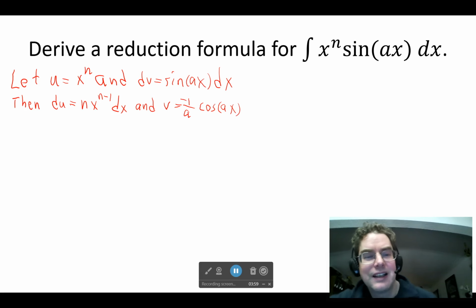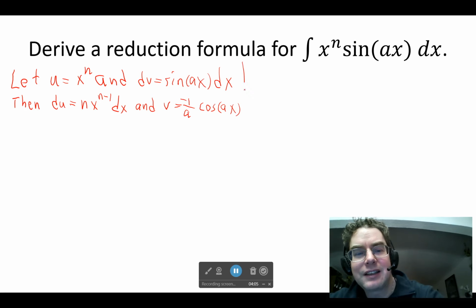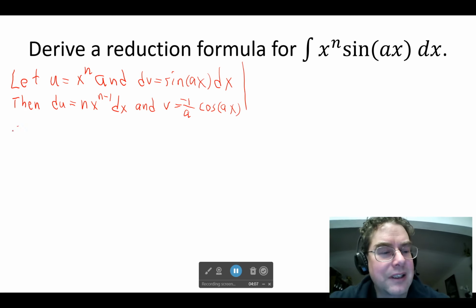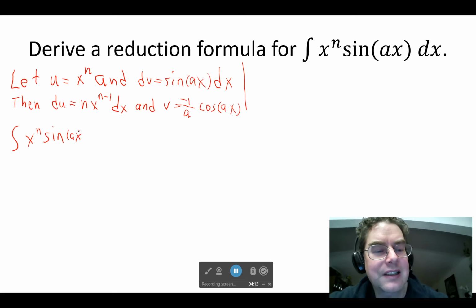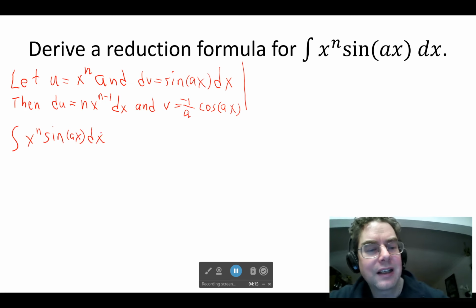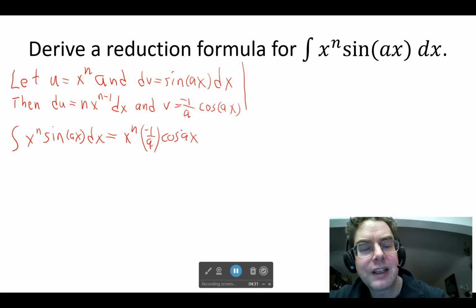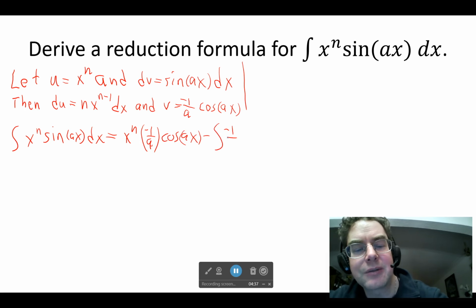So there's our v. We'll plug this into the integration by parts formula now. The integral of x to the n sine ax dx is equal to, we need uv, so u is x to the n, v is negative 1 over a, probably better put that in parentheses, cosine ax. And then we subtract the integral of v du. V is, again, what we had just had.